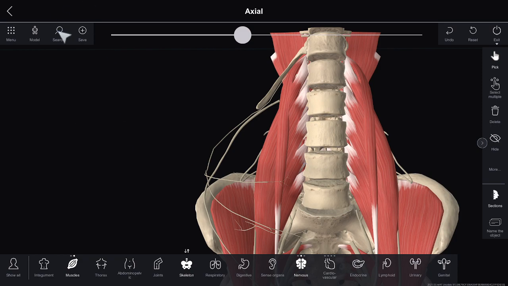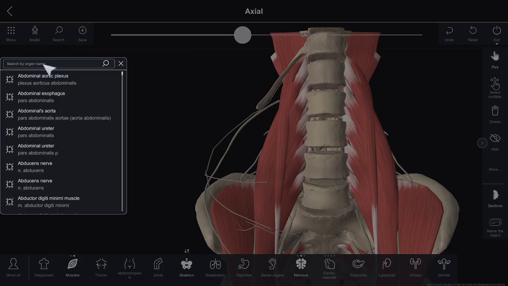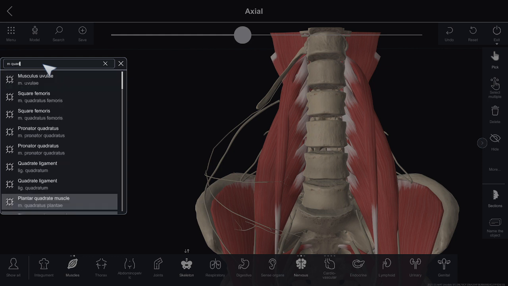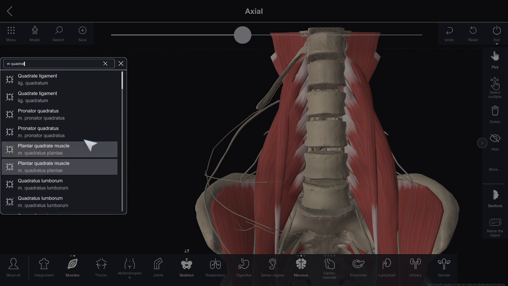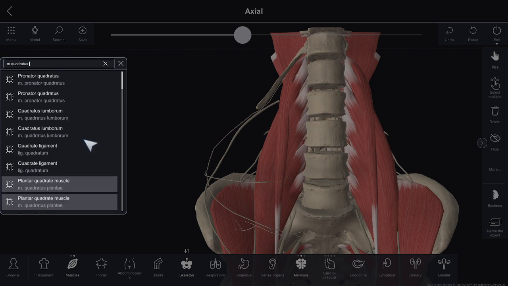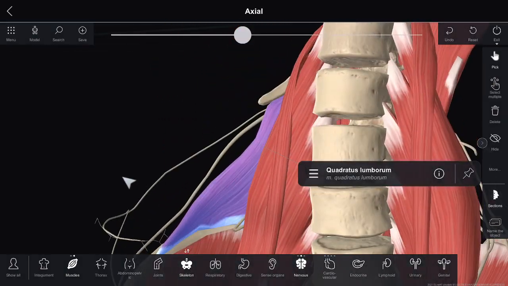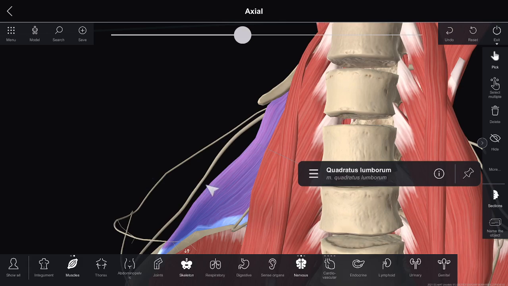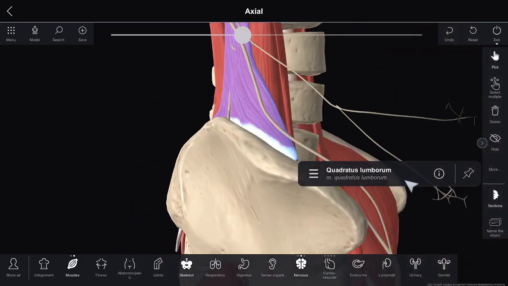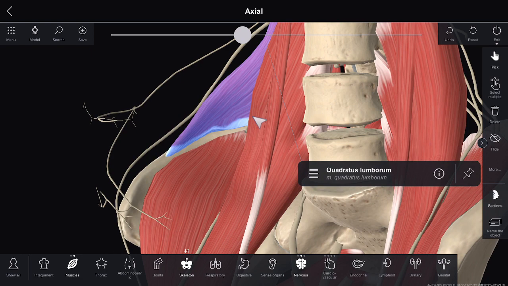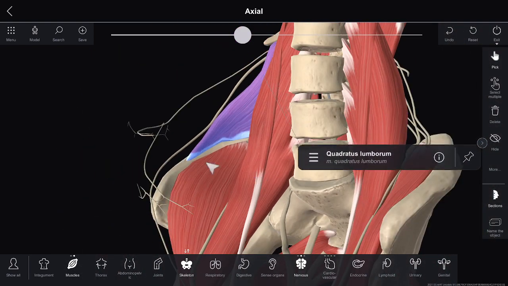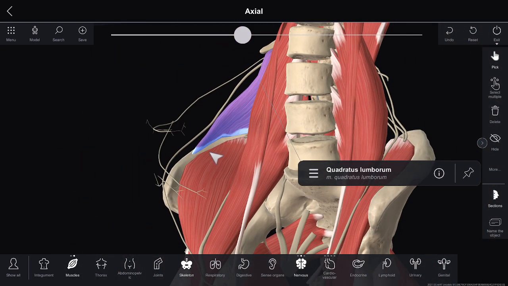That's why let's find musculus quadratus lumborum. Here it is. Musculus quadratus lumborum. So now we can see the principle of passing this nerve.